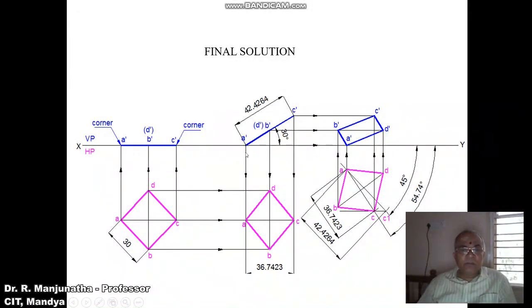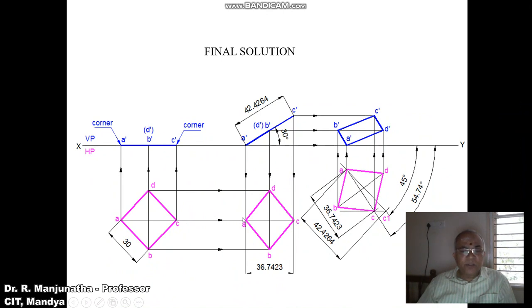Then draw a vertical projector from A dash and draw a horizontal projector from A. Both these 2 points are going to intersect at this point A. Similarly, draw a vertical projector from B dash and D dash, and draw a horizontal projector from B and also from D. Both of these 2 points are going to intersect at this point B and also at D.